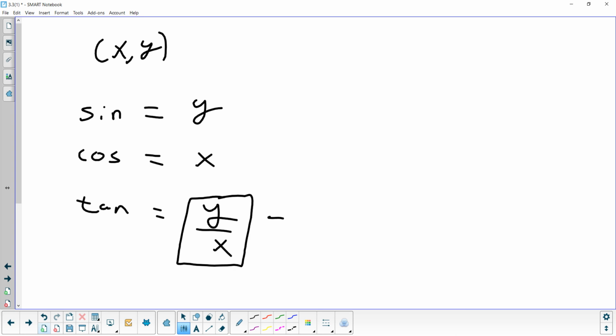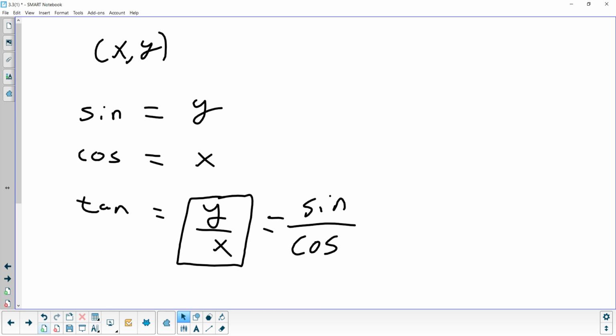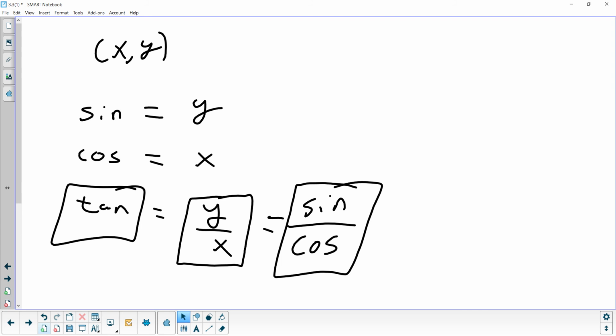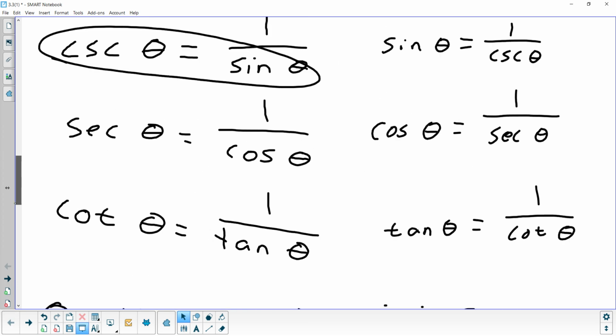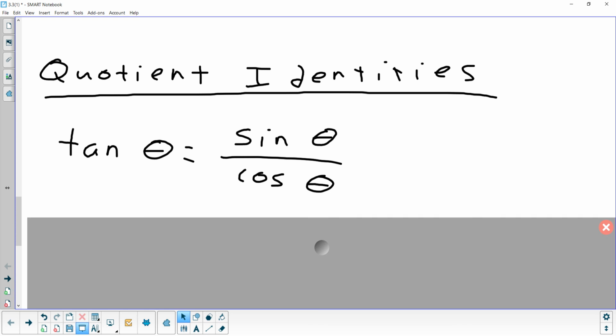Y over x. Raymond, what did we just say up above that y is equal to? The sine. And what did we say up above that x was equal to? Cosine. So what this really means is that tangent is the sine divided by the cosine. That's a quotient identity. To calculate tangent, you can always take the sine and divide by the cosine.